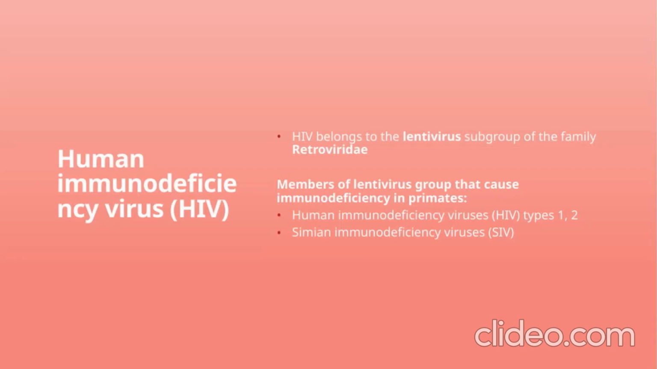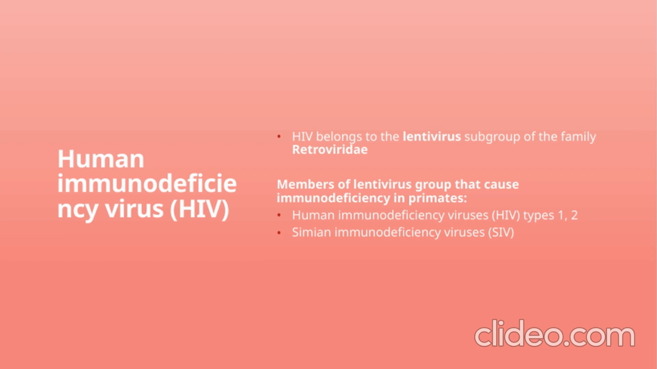HIV belongs to the lentivirus subgroup of the family Retroviridae. This means it's part of a larger group of viruses known for their ability to integrate into the host's genome and cause persistent infections. The lentiviruses are particularly interesting because many of them cause immunodeficiency in primates, including humans. Within this group, we have the human immunodeficiency viruses, or HIV, which are classified as types 1 and 2. These are the main culprits behind AIDS in humans.